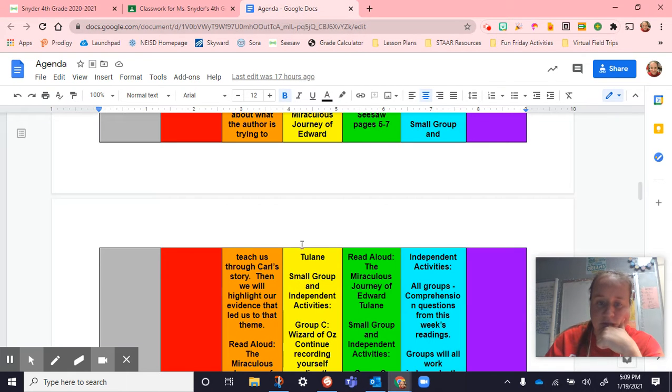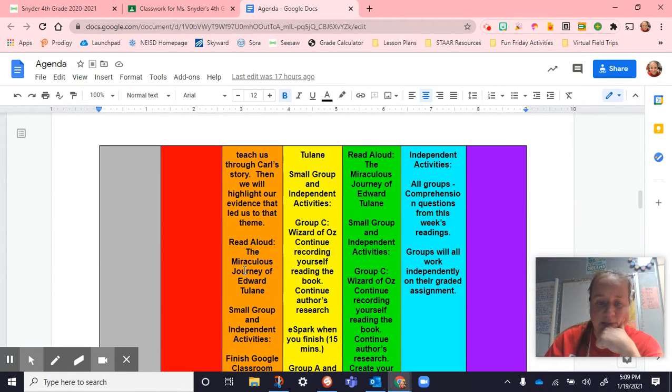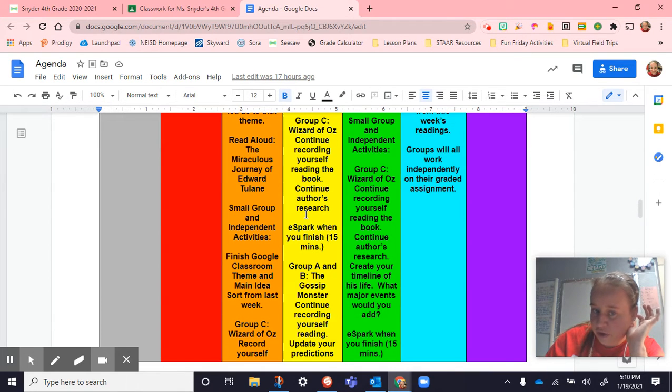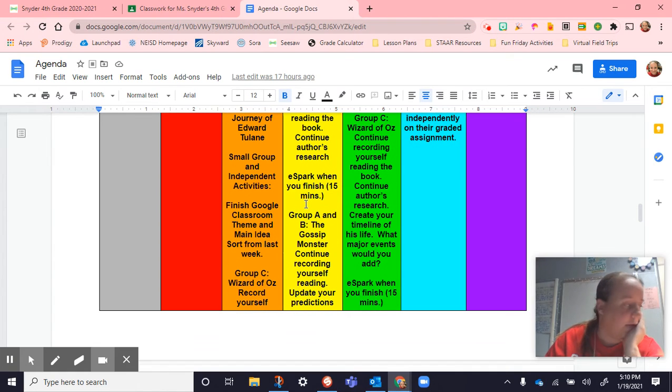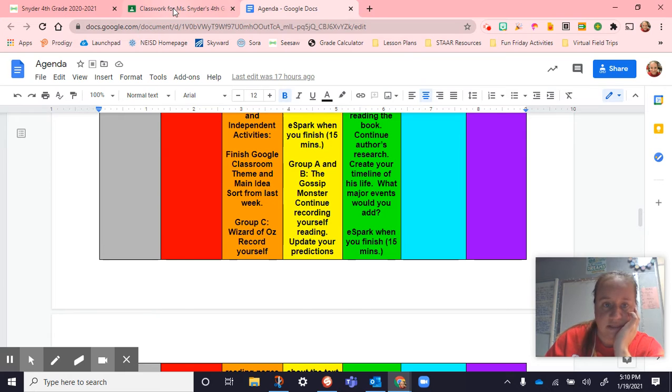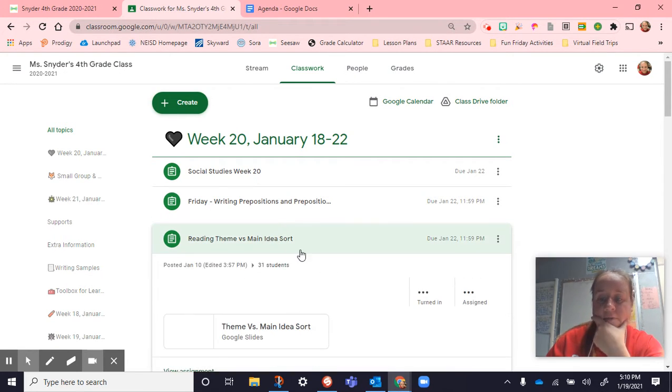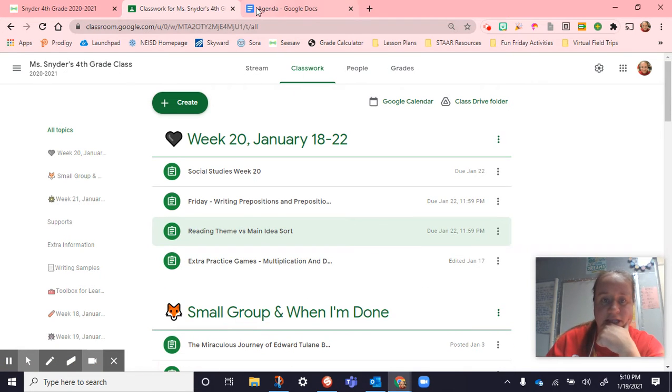So after we shared those, we read the next chapter in our story about the miraculous journey of Edward Tulane. And then for our small group and independent activities, we have new groups. So if you were not present today, make sure you get your new reading and math group. There was an assignment from last week that several had not finished, so I moved it to this week. It's the sort, where you're deciding whether something is a theme or a main idea. There's still 13 people that need to get that done, so make sure you're checking that.